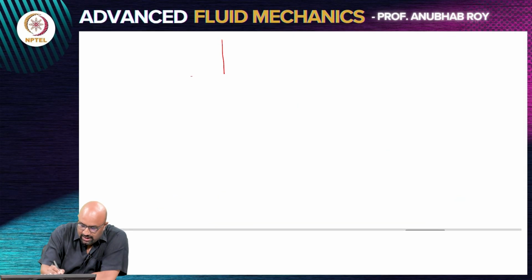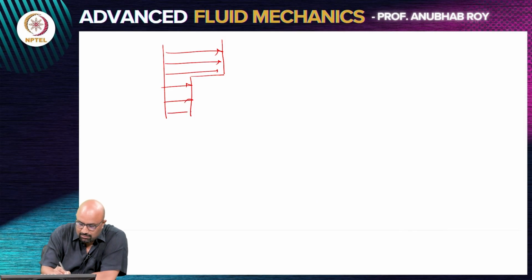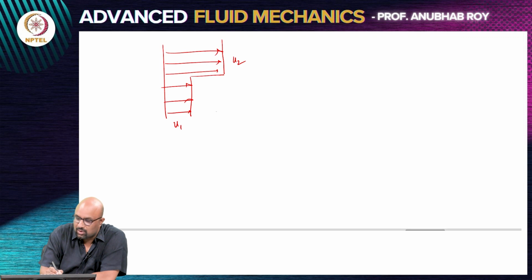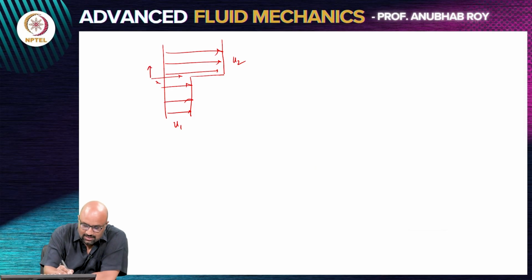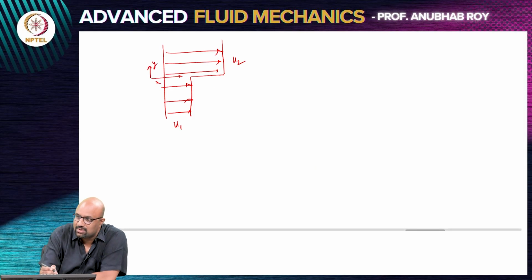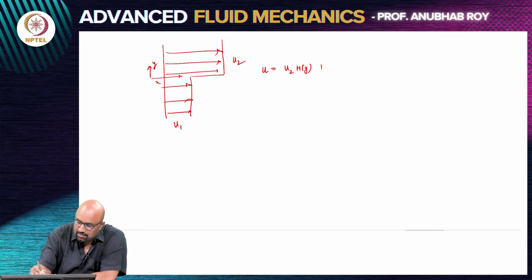So we discussed a problem which is like this. I didn't have the bottom stream, but you can imagine it's like this. So there is a u1, there is a u2. At this location, if I choose my coordinate axis system to be like this, at y equals 0, the velocity is u equal to u2 H of y plus u1 H of minus y.